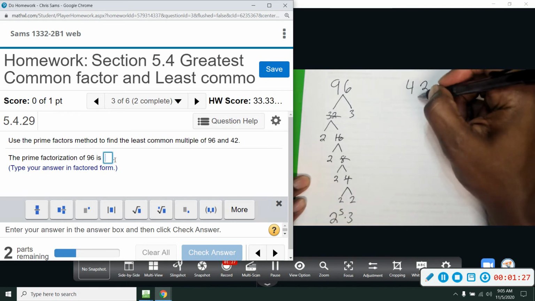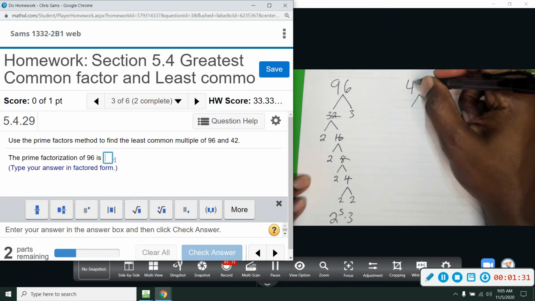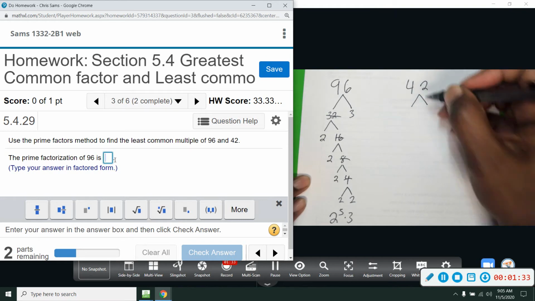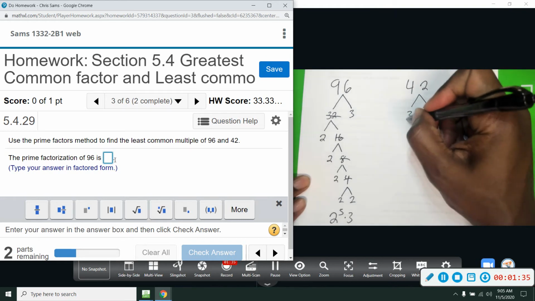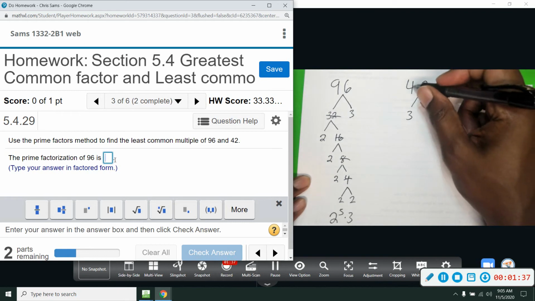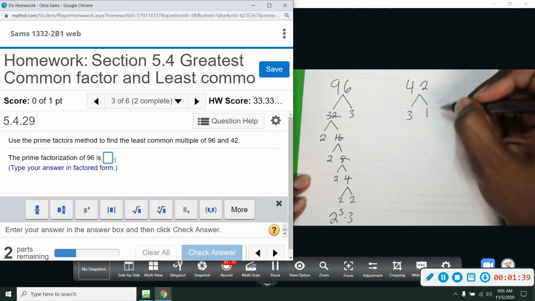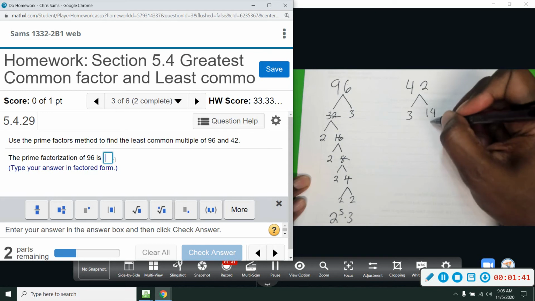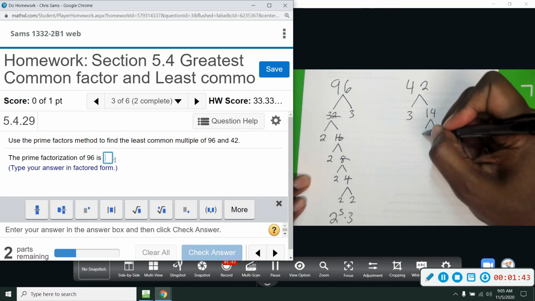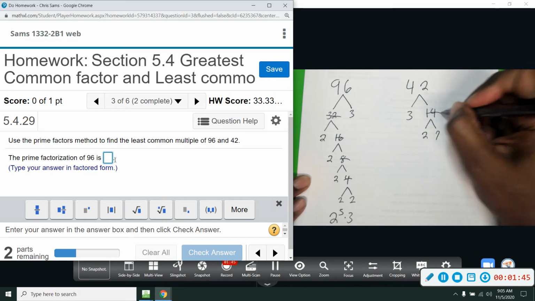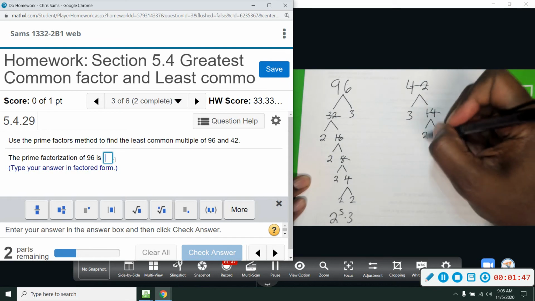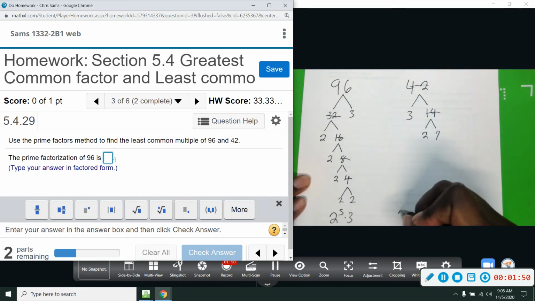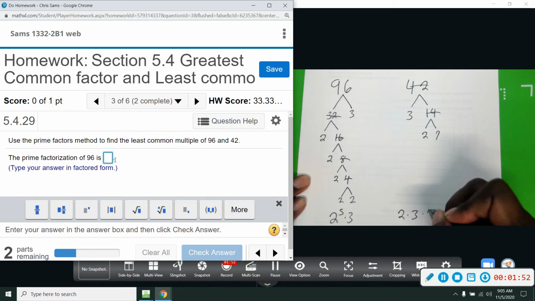All right, with 42, that's also even. We can divide by 2. 4 plus 2 is 6, so we can divide by 3, which is a bigger prime number. So let's divide by 3. 3 goes into 4 once and into 12 4 times. And then we can break this down to 2 times 7, and both of those are prime. All right, so 2, 3, and 7. So 2 times 3 times 7.